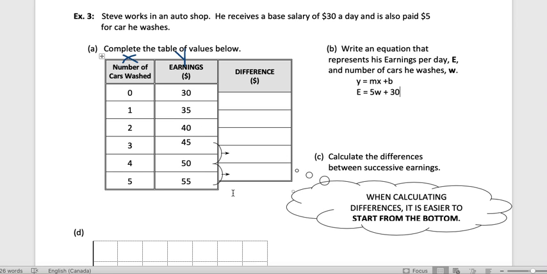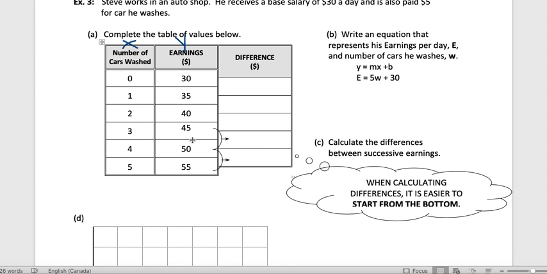So part C says calculate the differences between successive earnings. One way to do this, or the easiest way to do this, is to start from the bottom. So here we're going to say 55 minus 50, and that gives us a difference of 5. Then we're going to go up 1 and say 50 minus 45. That gives us a difference of 5. 45 minus 40 gives us a difference of 5.